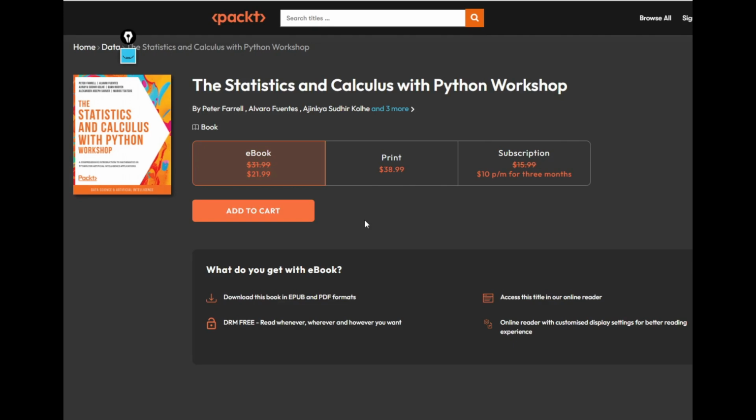Anyway, this is a classic calculus problem, and the solution showed up in the book that I contributed to the calculus section, called The Statistics in Calculus with Python Workshop by the good folks at Packt Publishers.